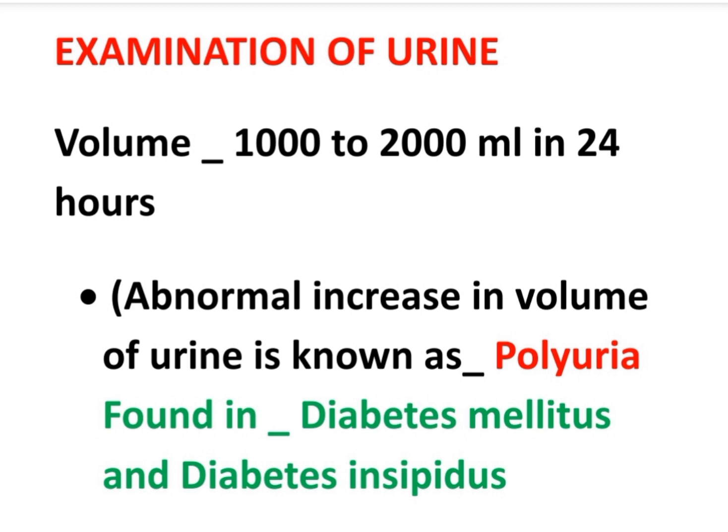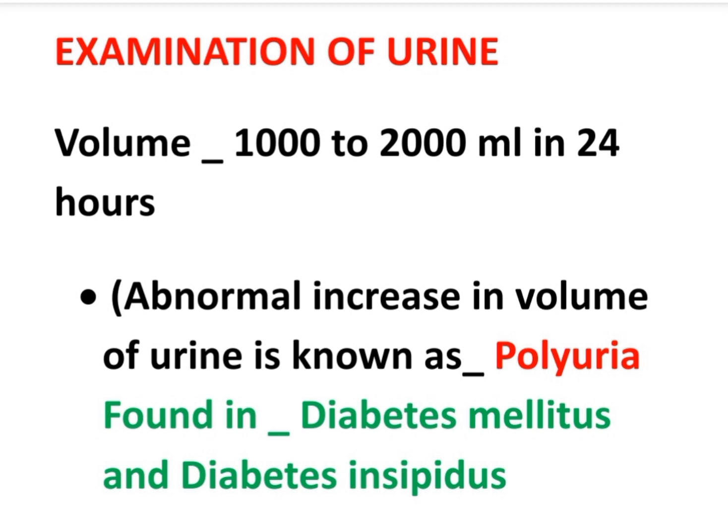Normally 1000 to 2000 ml of urine is excreted in 24 hours, but the amount or the output depends upon the intake of water. It may vary. Okay, normal volume of urine is 1000 to 2000 ml in 24 hours. And important point, abnormal increase in volume of urine is known as polyuria. Polyuria means abnormal increase in volume of urine, and this is mainly found in diabetes mellitus and diabetes insipidus.